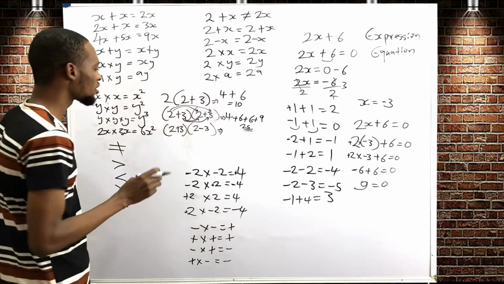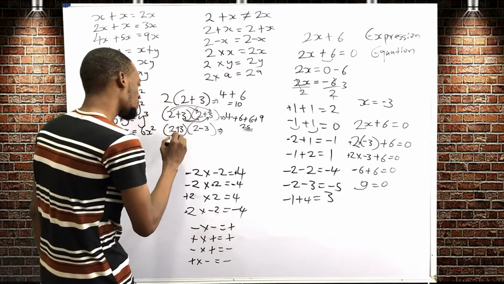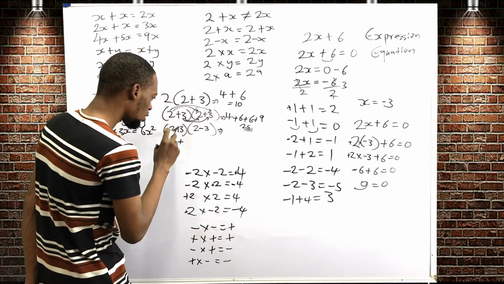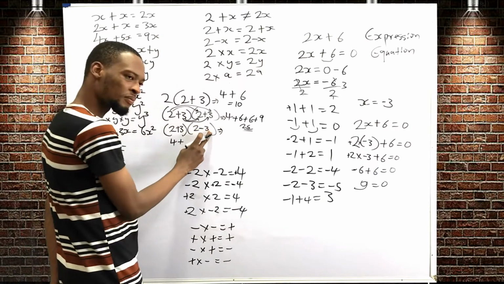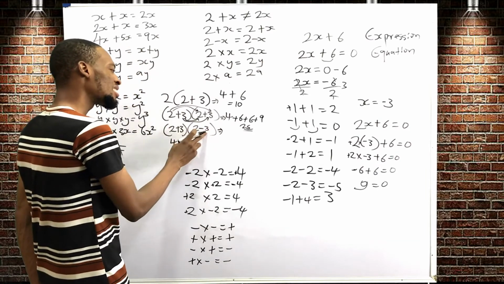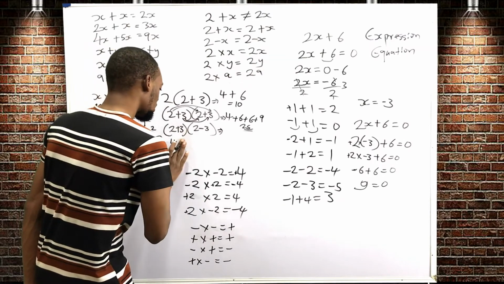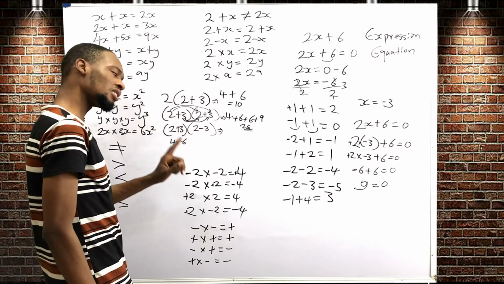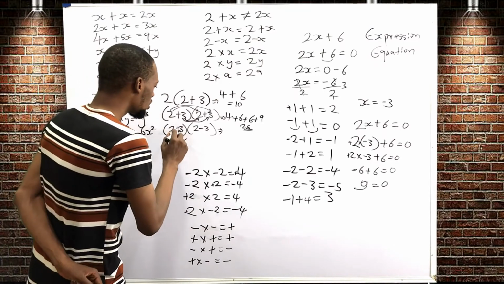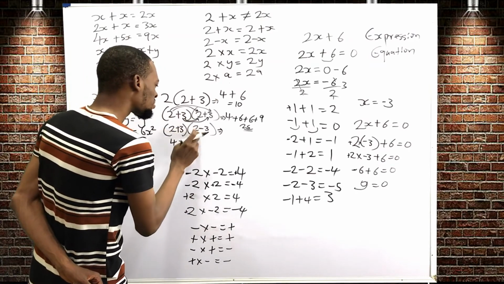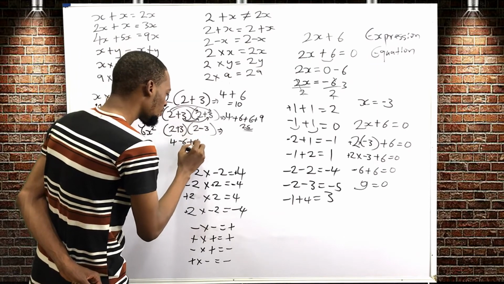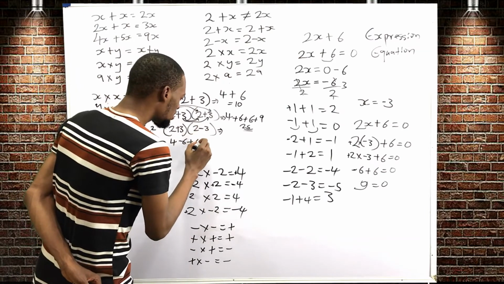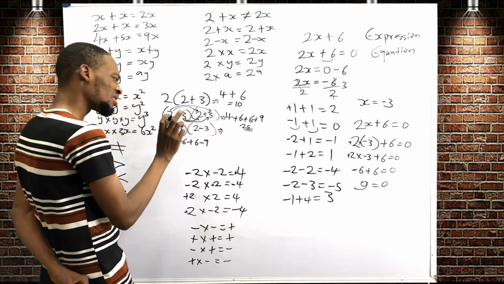Okay, now look at this. 2 times 2 is 4. 4 plus 2 times minus 3. 2 times minus 3 is minus 6. So this will now be minus 6. Minus times plus is minus. Plus 3 times 2 is 6. 3 times minus 3 is minus 9. Plus times minus is minus 9.